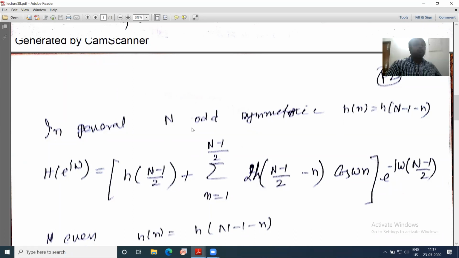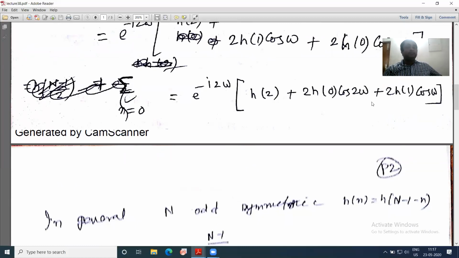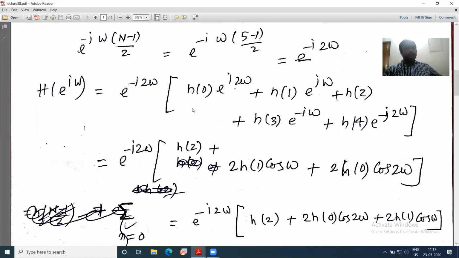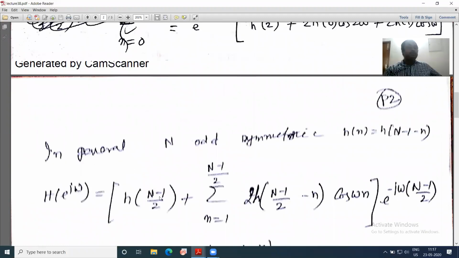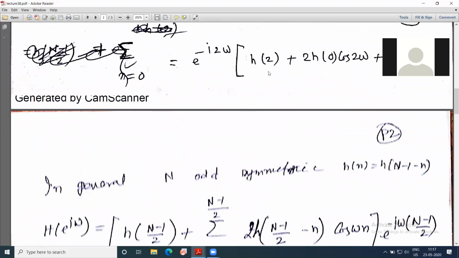Now, if n is odd and this symmetric condition also exists, then only I will get this expression from n equal to 5. Agreed? Now, if I put n equal to 5, then how much is it? (5 minus 1) by 2 equals 2, so h2, with n equal to 5. So h2 is matching with this expression.